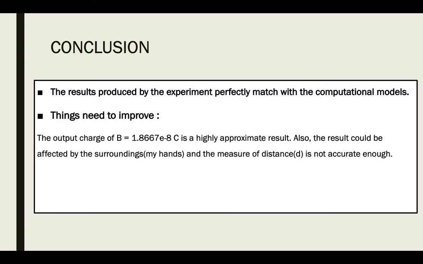Here's my conclusion. Generally, the result produced by the experiment matches the computational model, but there are still things that need to be improved. First is that the output charge of B is actually a highly approximate result. The result could be affected by the surroundings like my hand, and the measurement of the distance at which tape B starts to float up is not accurate enough.